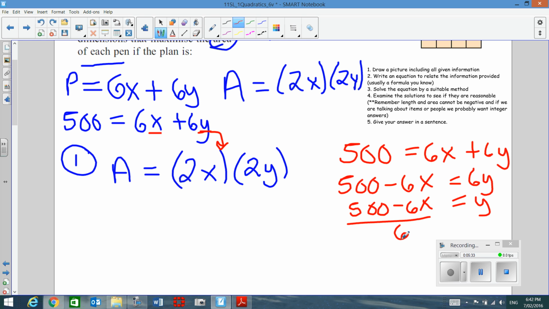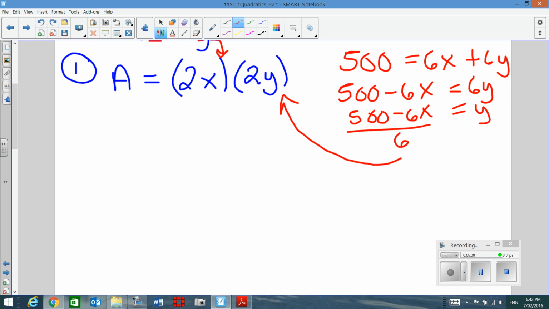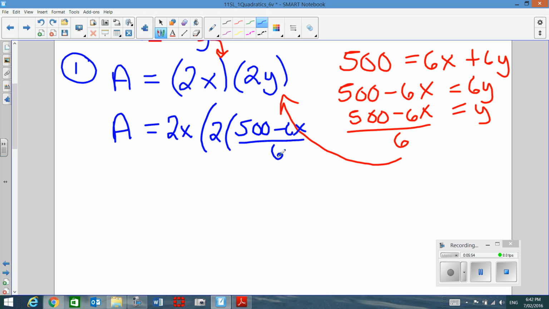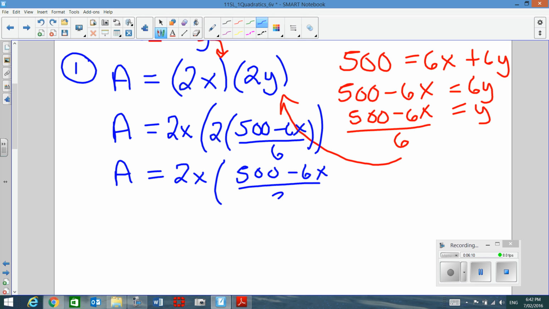At this point, because I've now isolated my y, I can substitute it in and replace so that I'm only dealing with x's. So let's come back over here to my step 1, and I have 2x, brackets 2, and then that's going to be multiplied by (500 minus 6x) over 6. Again, always try to reduce, simplify as much as you can. So I'm really working with, let's say I've got 2x. This is really going to be (500 minus 6x) over 3.